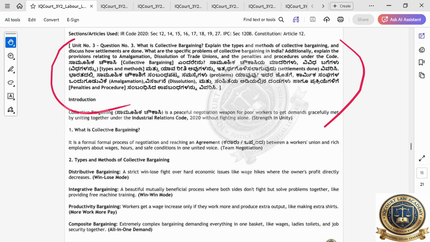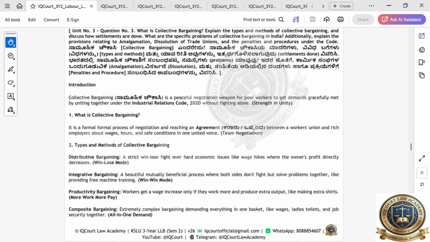Then the third question: what is collective bargaining? This is very, very important, but if they don't want to make the question paper tough, they will not ask it. If they want to make the question paper tough, definitely they will ask this question. This is also a 100% important question. If they want to make the question paper tough, collective bargaining is very important.